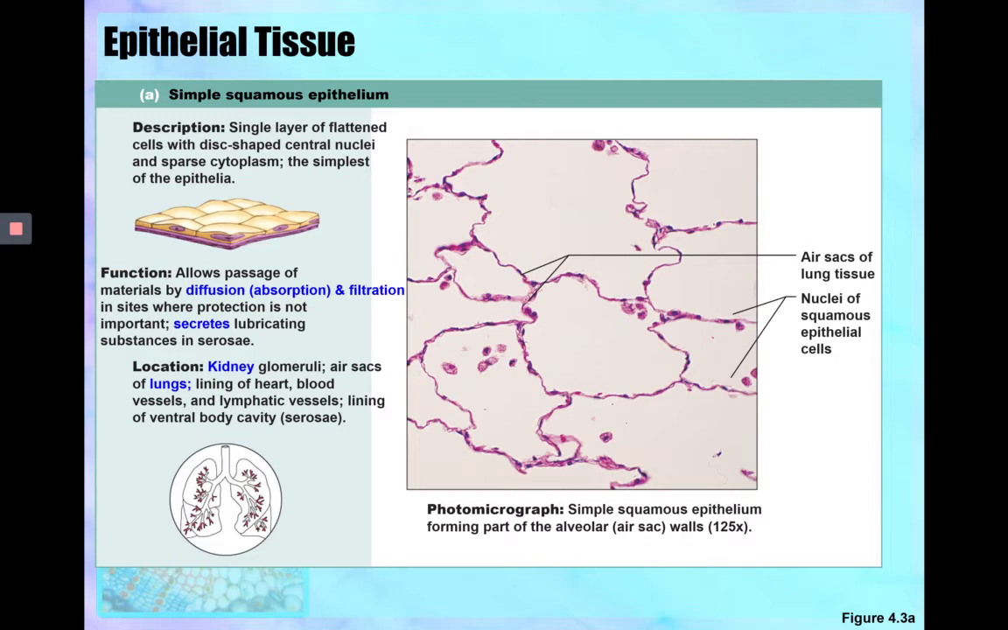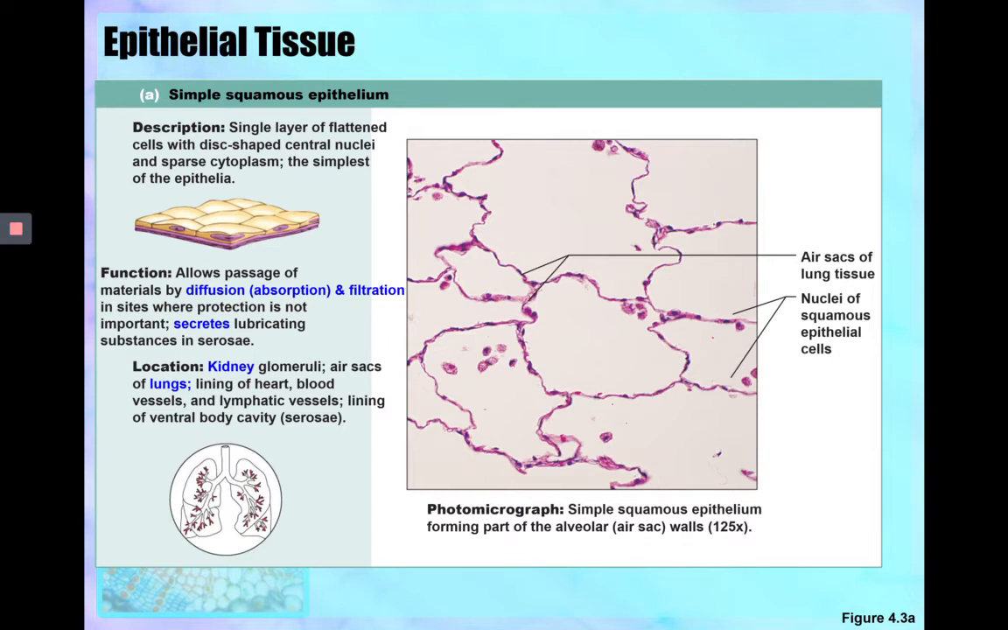And a general description: single layer of flattened cells, very disc-shaped central nuclei. They're thin, kind of, again, like cell pancakes, so they don't have a whole lot of cytoplasm. Very simple type of epithelium. One layer, flat cells. Areas that you could find this type of tissue, of course the lungs, that's the example we're being given, but also in the kidneys. You can find it in the lining of the heart, the lining of blood vessels, lining of lymphatic vessels. It's very good as a single, thin, smooth lining.